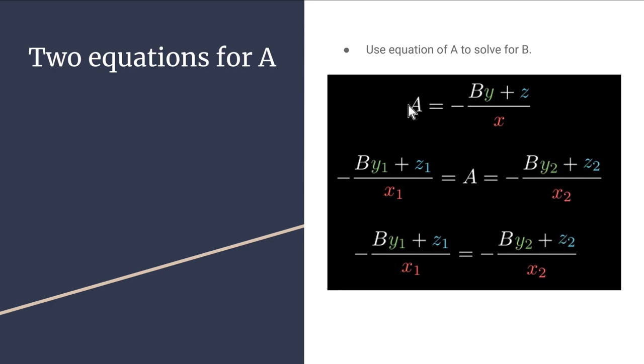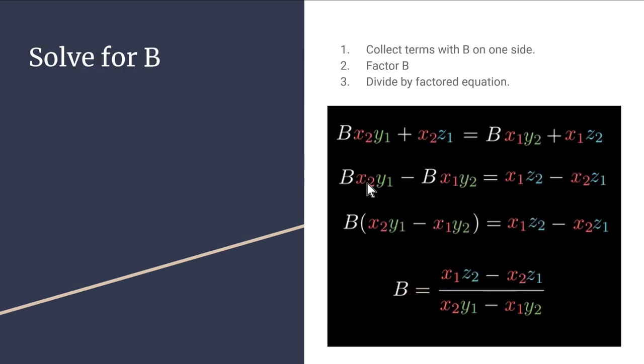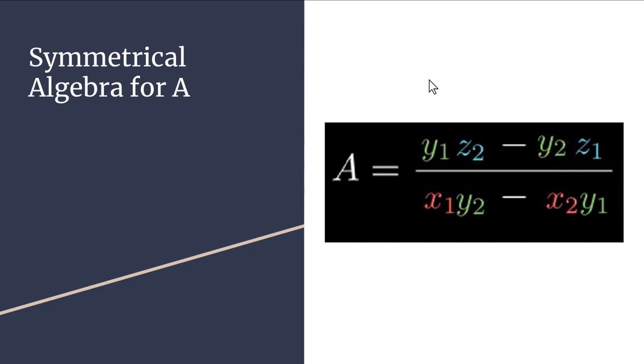Since our entities, P1 and P2, must satisfy these equations, we can substitute in their components. Now, we can solve for our constants just in terms of our entities. First, we scale by -1, then multiply both sides by the denominators, and then distribute the x terms. Next, we collect the b terms onto the left-hand side of the equation, and the non-b terms onto the right-hand side. Finally, we factor b and divide the remaining terms to the right-hand side. We can find an equation for a in terms of our entities via a symmetrical process. For the sake of brevity, the proof is left as an exercise for the viewer.